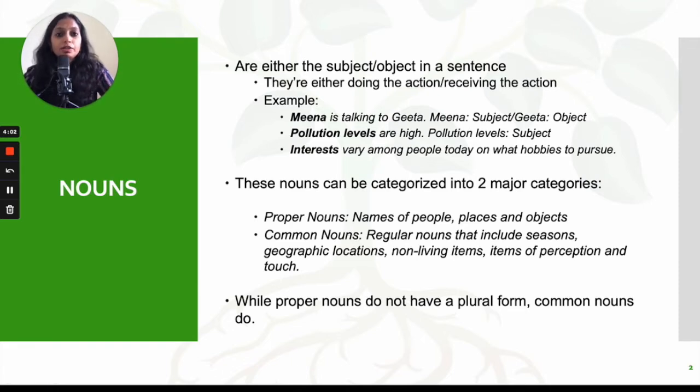Nouns are parts of speech that exist in a sentence as a subject or an object. Now, what does a subject mean? What does an object mean? So, anything that is doing a certain action in the sentence or anything that is receiving the action in the sentence. Now, let's look at examples. Meena is talking to Geeta. Now, Meena here is the subject and Geeta is the object. Meena is doing the action of talking and Geeta is receiving that action.